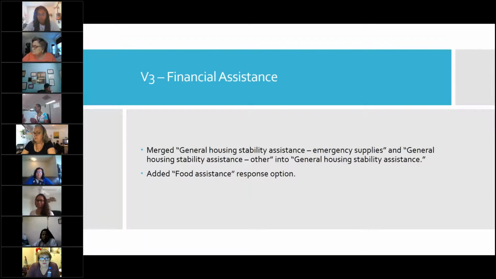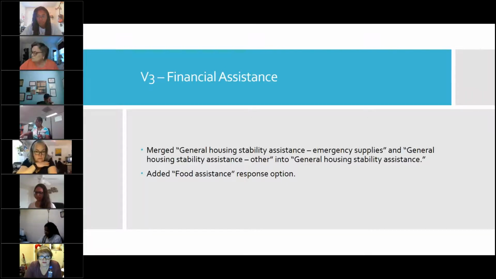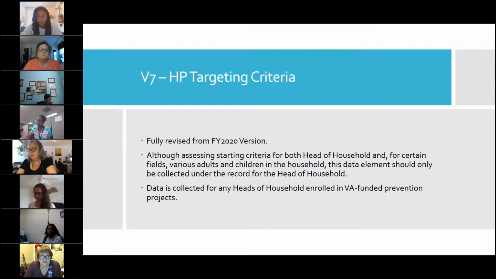There we go. So for data element V3, financial assistance, there are 2 specific changes. The element used to have 2 specific options for general housing stability assistance or emergency supplies and general housing stability assistance other. These have now been merged to general housing stability assistance. Food assistance option has also been added as a response. Next slide, please, Aaron.